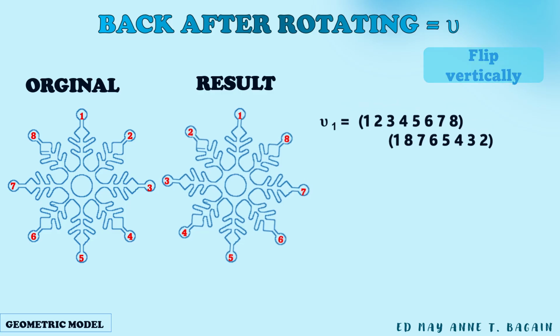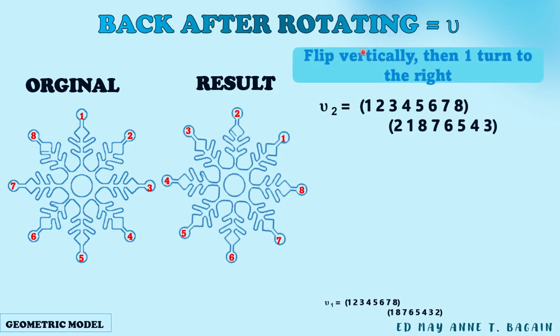Next, after flipping vertically, we already have 1, 8, 7, 6, 5. We will turn it 1 turn to the right. So we have 2 instead of 1. So 2, 1, 8, 7, 6, 5, 4, and 3.